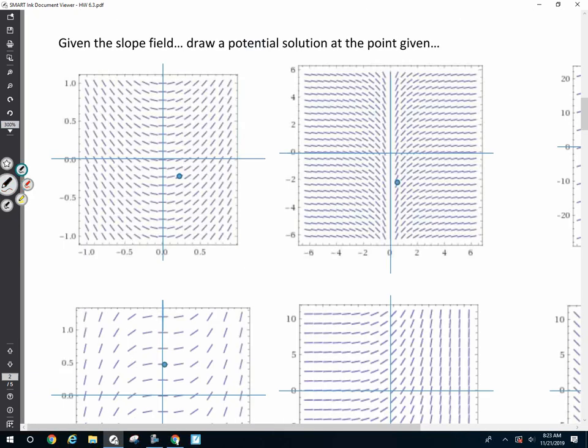All right, given the slope field, draw a potential solution at the point given. Okay, well, if this is my slope field, and here's my point, I could draw something like this that would follow the slopes. You probably want to start at the point, to be honest. If I started at this point, let the slopes lead you from there. Something like that, right? Here, it looks like this wants to go down if those are vertical lines, and then it comes up here.